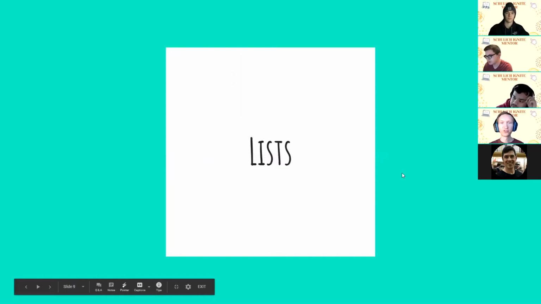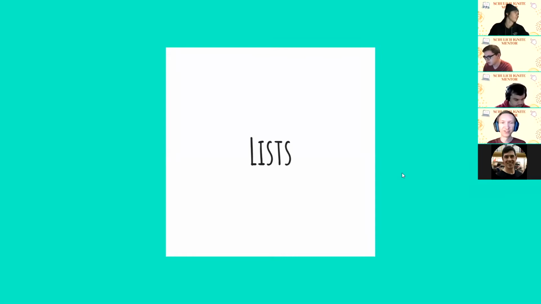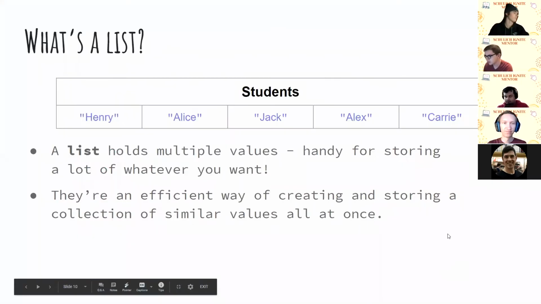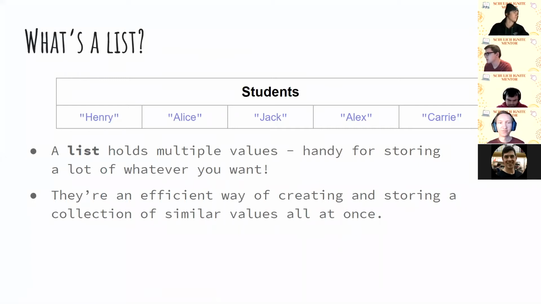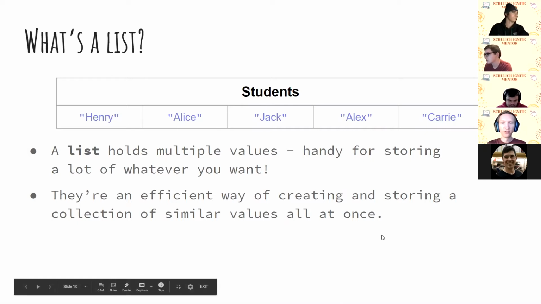Okay, so we're going to start the material for today. It's going to be first with lists. So what is a list? So a list is a container for multiple values. So a list is itself a value, and it is containing multiple values inside of it. So that's handy for storing a lot of whatever values that you want inside. So it's an efficient way of creating and storing a collection of similar values all together.